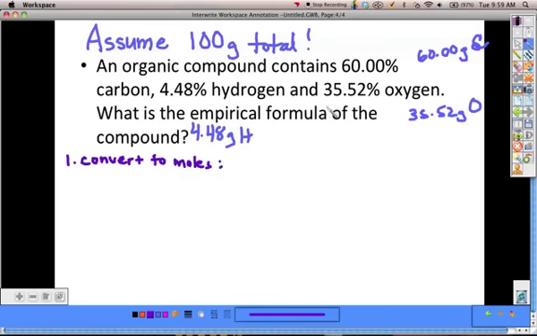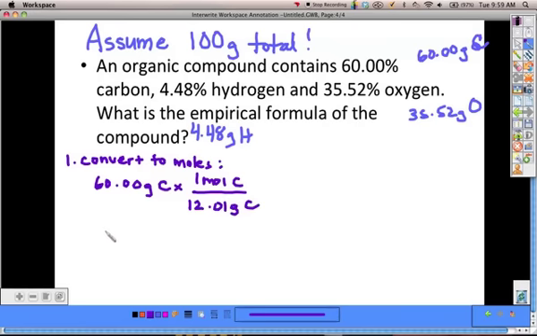So, I have 60.00 grams of carbon. I'm going to look at the periodic table and I'll see that my molar mass of carbon is 12.01 grams per mole. So, every 1 mole of carbon contains 12.01 grams of carbon.